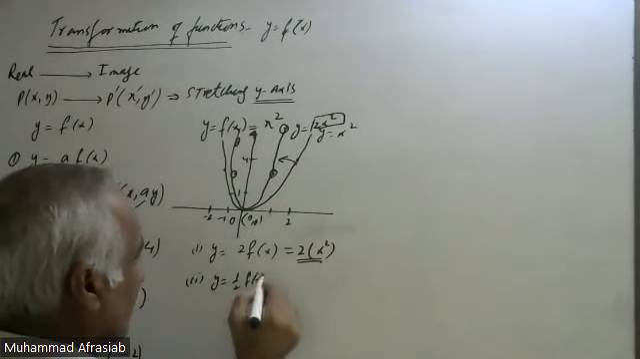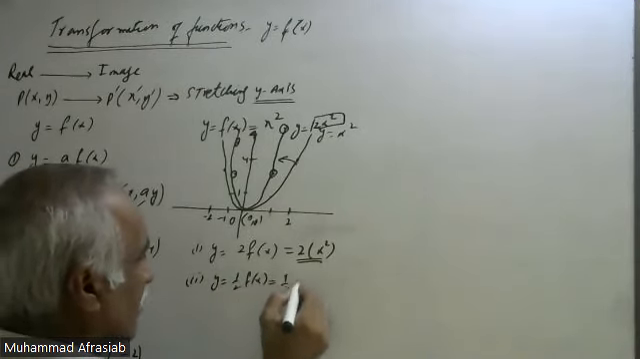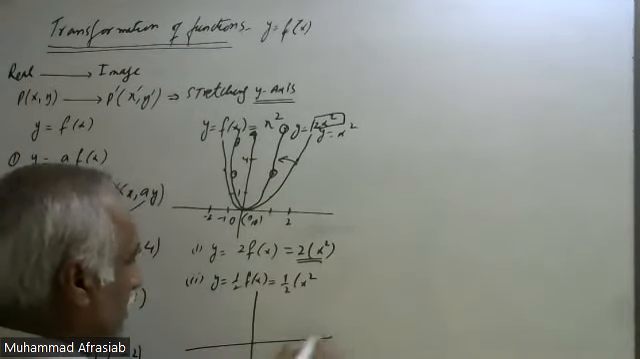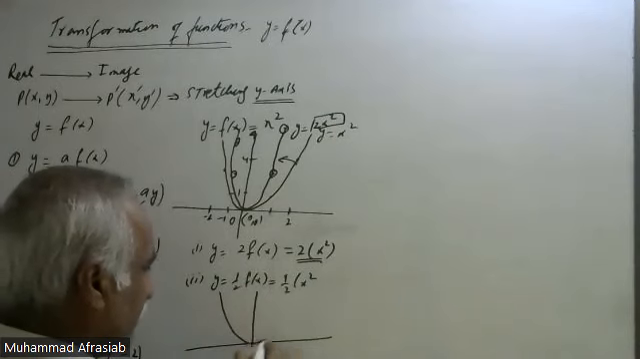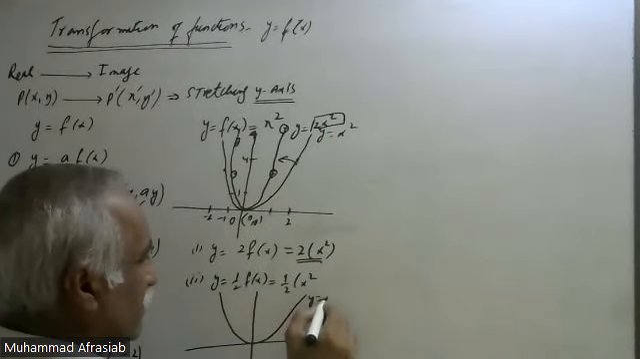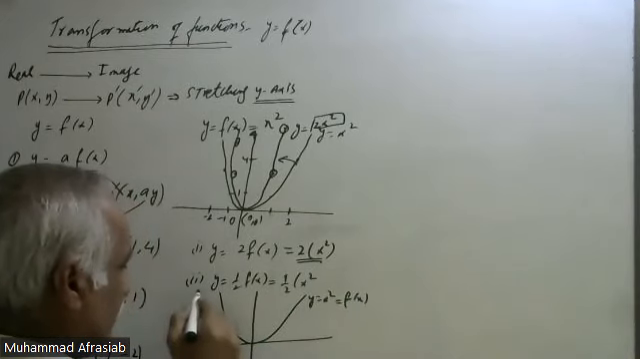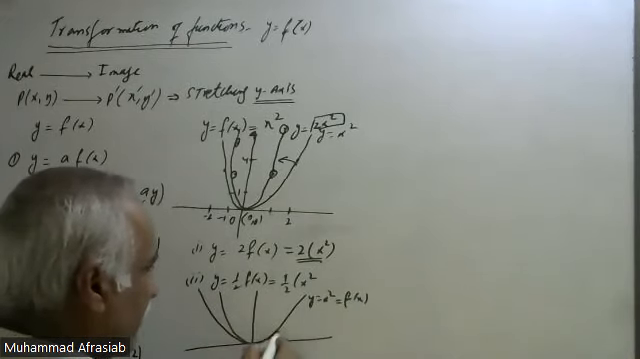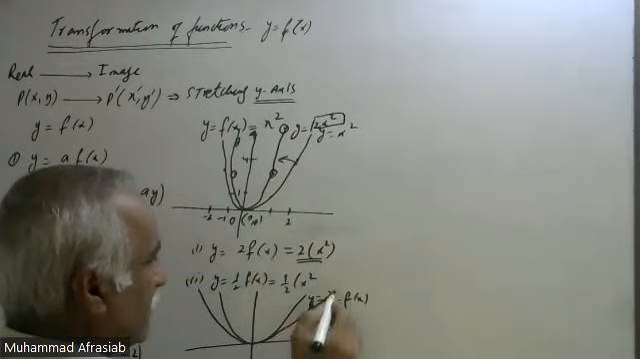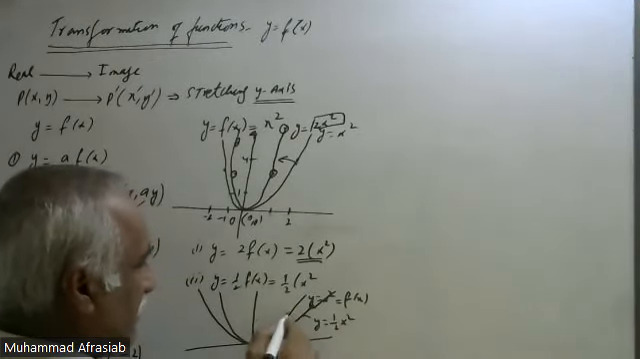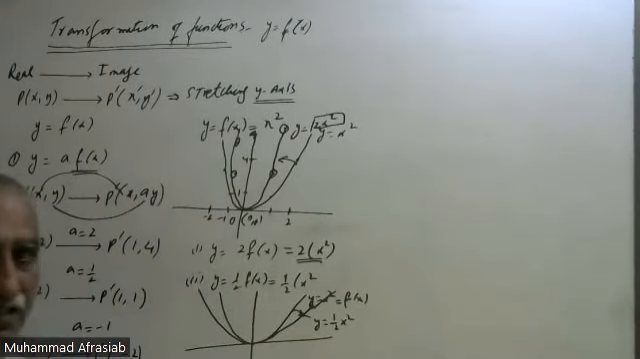Half of f(x). That means what? Half of x squared. So if this is the graph of y equals x squared, which is f(x), then this is the graph of y equals half x squared. Again, it is the stretching along the y-axis here.